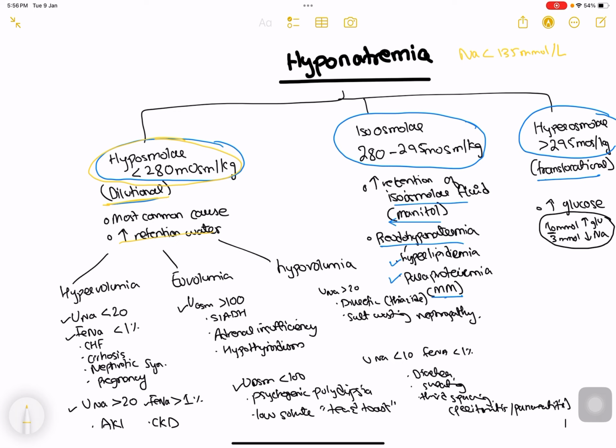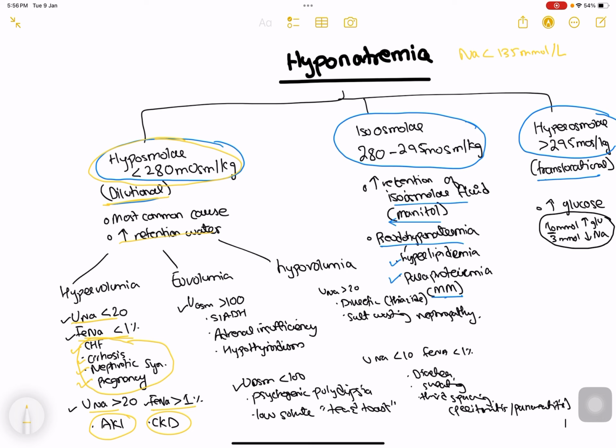So we need to see the urinary sodium in hypervolemia. If urinary sodium is less than 20, FeNa is less than 1%, that is congestive heart failure, cirrhosis, nephrotic syndrome, and pregnancy. These are the four most important causes with low urinary sodium and low FeNa, fractional excretion of sodium. But if urinary sodium is more than 20 and fractional excretion is more than 1%, then the two causes are AKI and CKD.